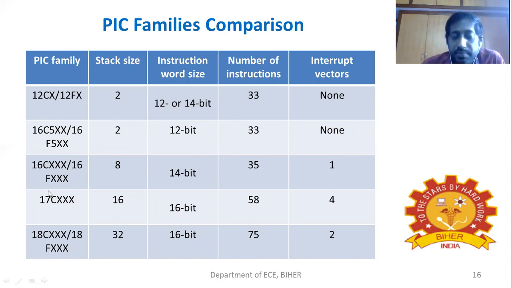In the PIC 17 version, the stack size is doubled compared with the 16 version, that is 16 stack size, and the instruction word size is also enlarged. It is 16-bit. It can support 58 instructions, and it can support 4 interrupt vectors also. PIC 18 is the advanced one compared with this PIC 17. The stack size is doubled again, so it is 32. The instruction word size is 16-bit, and the number of instructions is 75. The number of interrupt vectors supported by this 18 series is 2.